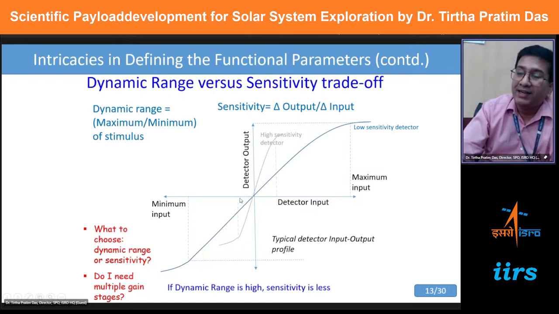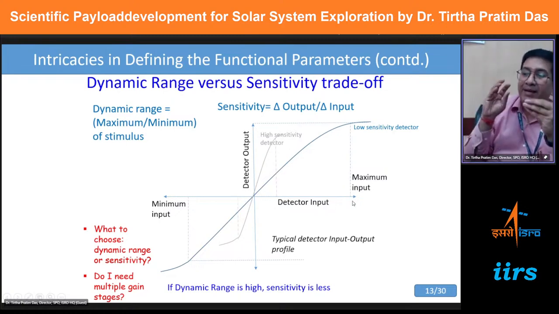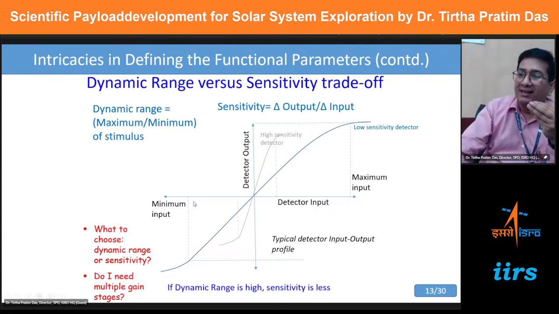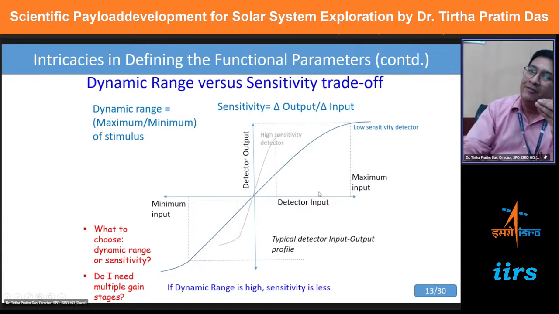For a very sensitive detector, this linear region is much smaller or shorter than for a detector which is not that sensitive. So if the dynamic range is high, this region is high. A high dynamic range means the linear region of the detector is large, so that you can measure very feeble and very strong signals. But it comes at the cost of sensitivity.